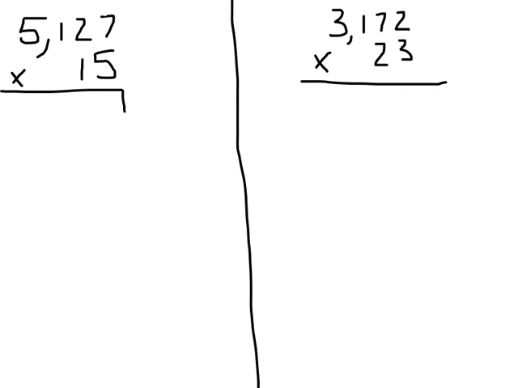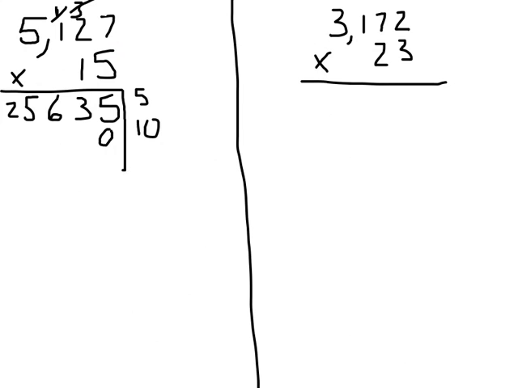Remember, when I'm multiplying by a 2-digit number like 15, I can break it apart. 15 is the same as 5 and 10. So I can start with multiplying everything by 5. What's 5 times 7? 5 times 7 is 35. What's 5 times 2? 5 times 2 is 10, plus 3 more is 13. What's 5 times 1? It's 5, plus 1 more is 6. What's 5 times 5? It's 25. Now I'm finished with the 5. What should I do next?